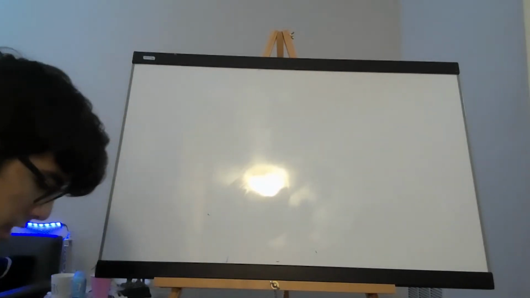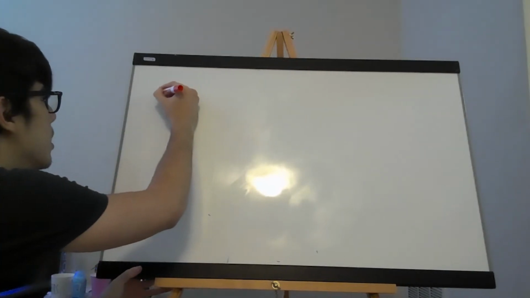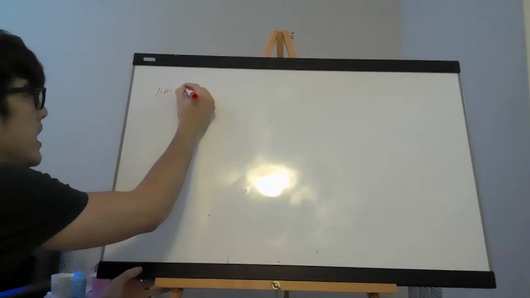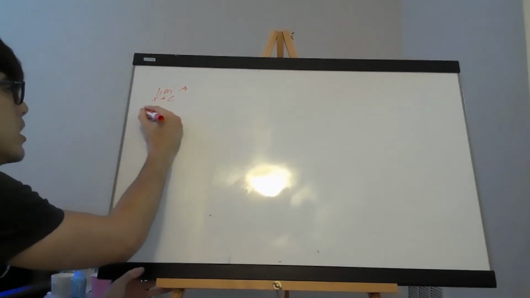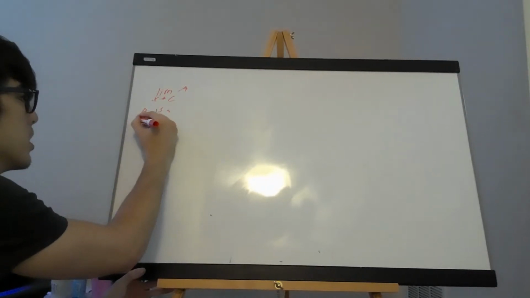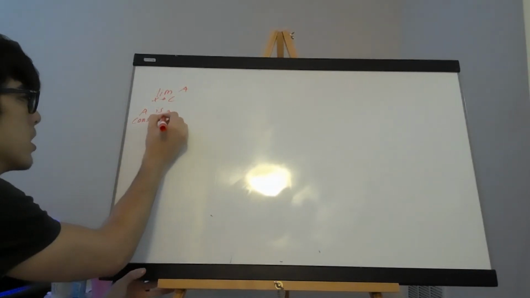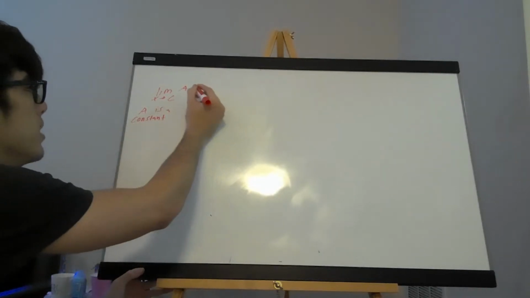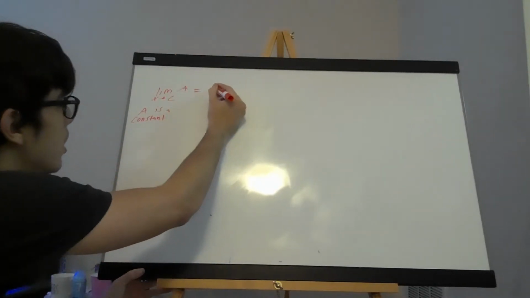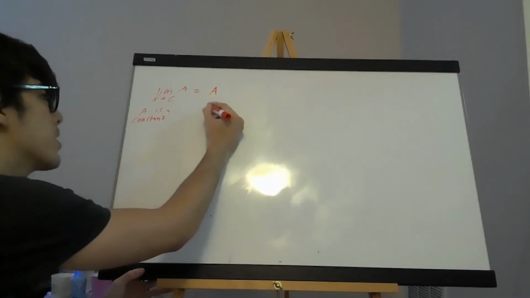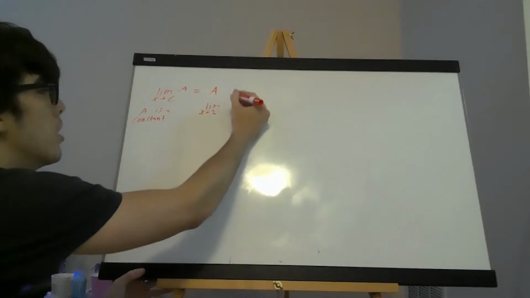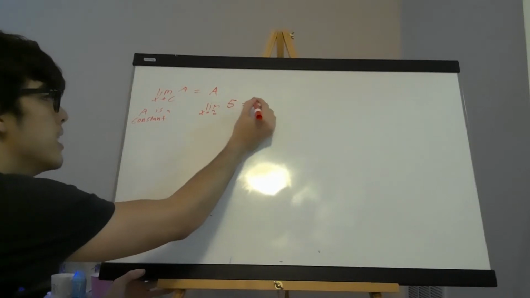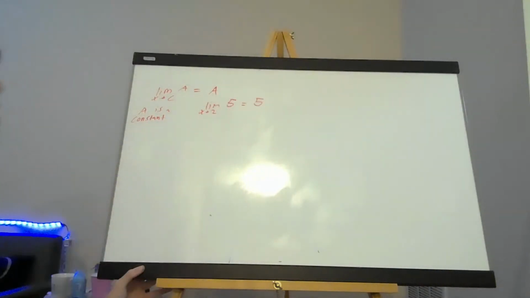So first thing we'll do today then will be the limit of a constant. So if we've got the limit for a as x approaches c, where a is a constant, then the limit is equal to a, which is our constant value. So for example, if we had limit as x approaches 2 for some number 5, then the limit, the answer is just going to be 5.